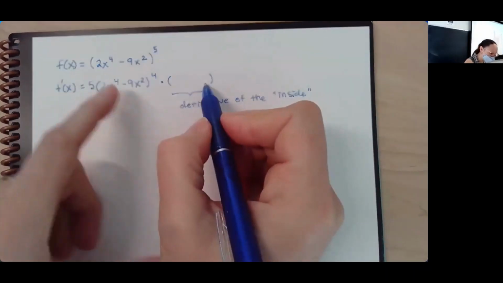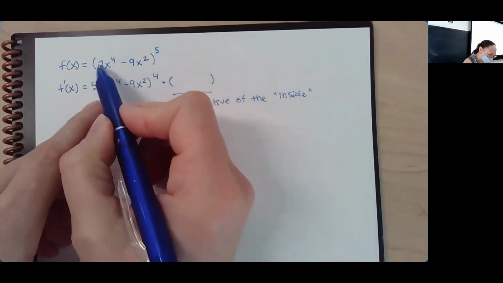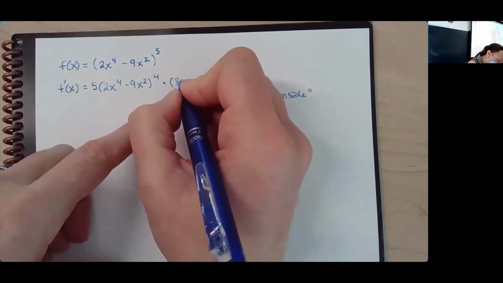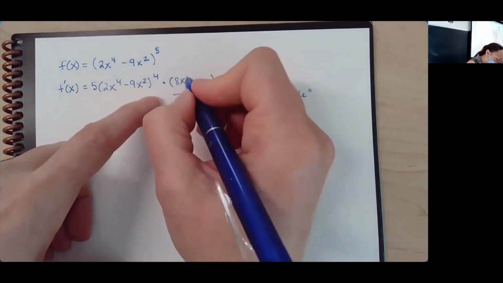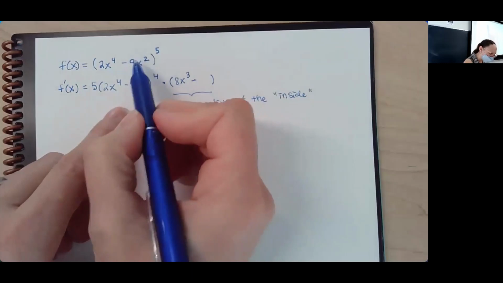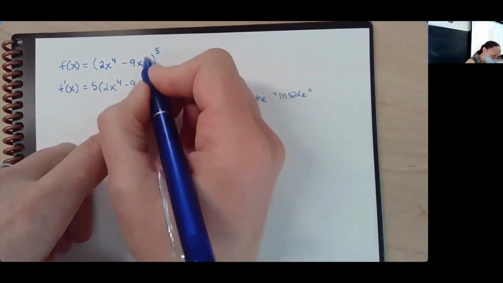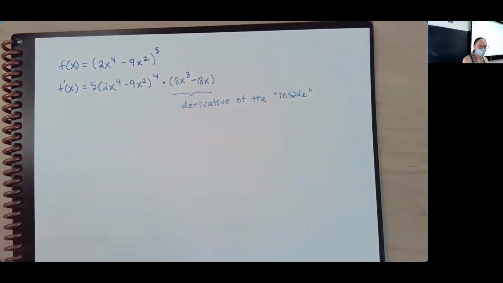And then we're going to multiply by the derivative of that. So for that derivative, I'll bring the power down. So 2 times 4 is 8. Subtract 1 from the exponent. Then over here, I'll bring the power down. So 2 times 9 is 18. Subtracting 1 from the exponent just leaves me with an x.